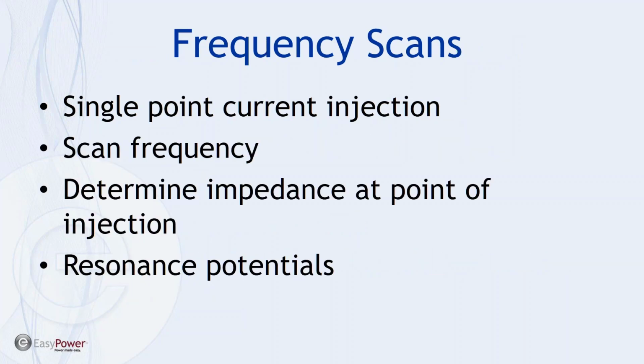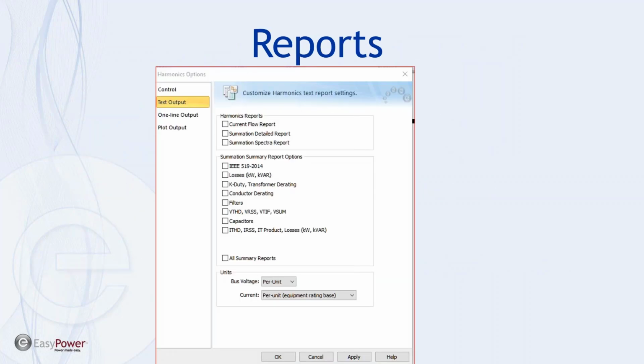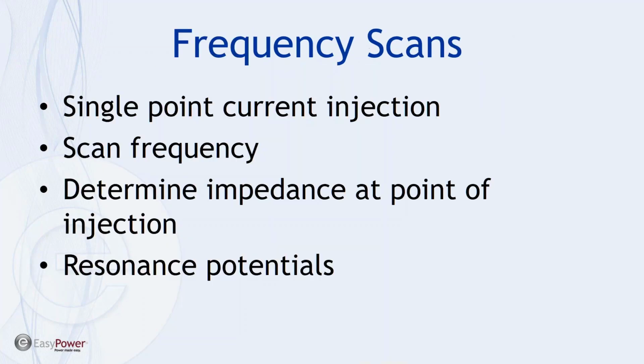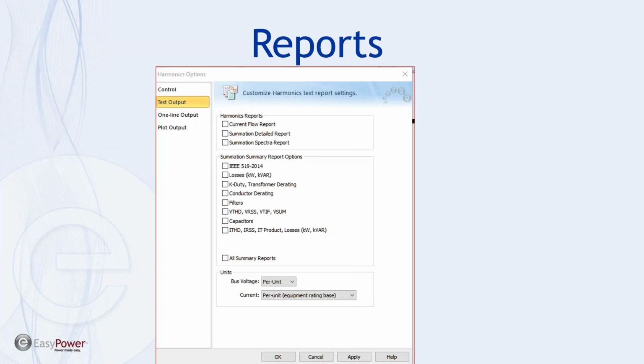And then thirdly, we can do frequency scans that again utilize single point current injection and can scan a vast array of up to 50 harmonics that we can anticipate or detail what the response at each bus is. And frequently this is where you'll be able to locate the potential for resonance. And then as a jumping off point, we're going to talk about the reports that can be generated.